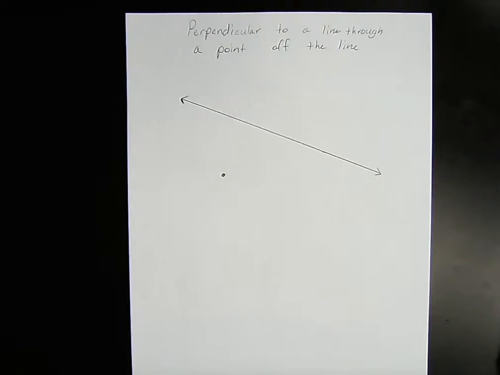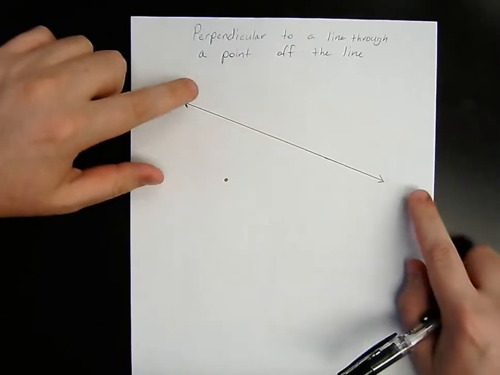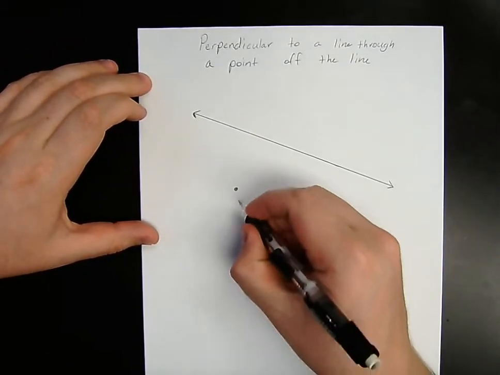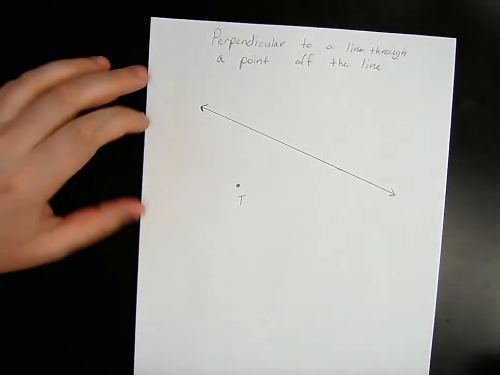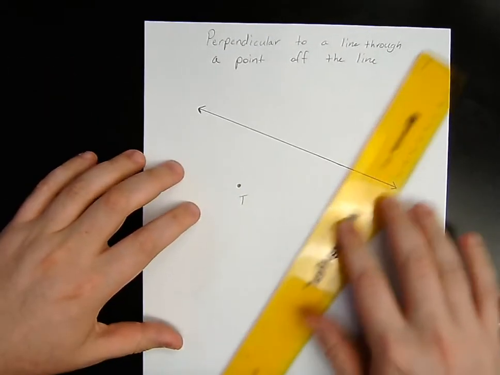This construction is going to go over how to construct a perpendicular line through a point that is off the line, or not on the line. So for this, I've given myself a line to work with, and then I have this point right here, and I'll call it point T.